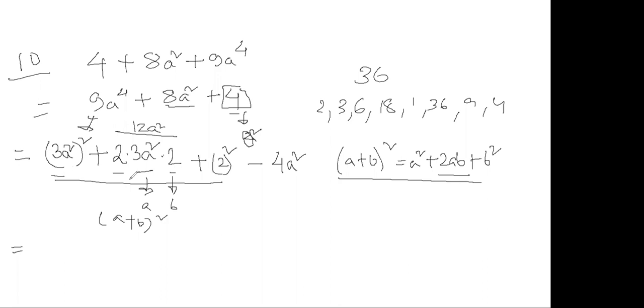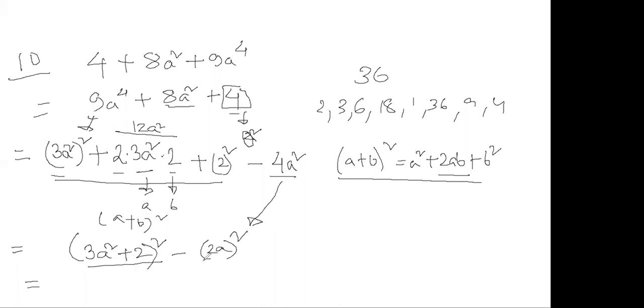Okay. So now from my a is 3a square, b is 2. So we can write 3a square plus 2 whole square. If I convert this into a formula, that is 3a square plus 2 whole square minus 4a square. 4a square we can write again as 2a whole square. So finally what do we get?